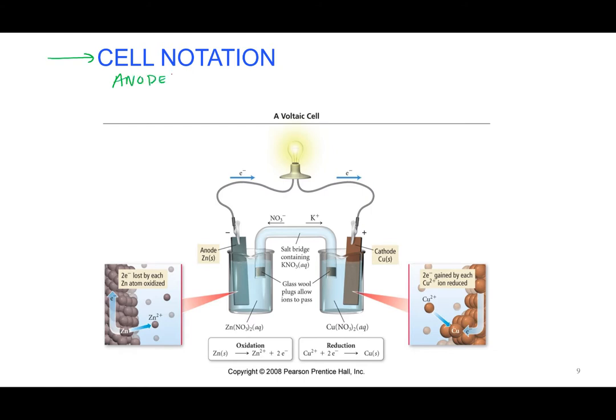whatever that is. I'm gonna write this up here. So we write out the anode, and then we draw a line, and then we write the ions for the oxidation reaction. And that's everything we need for our oxidation half cell. And then we draw a double line. Tell everybody we're done talking about our oxidation half cell. And then we write out our ions for the reduction half cell.